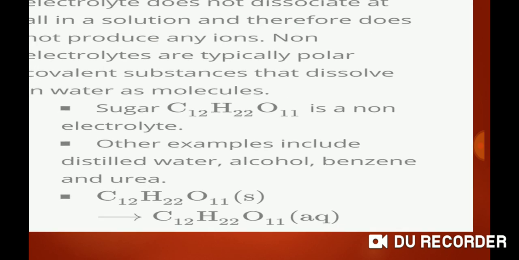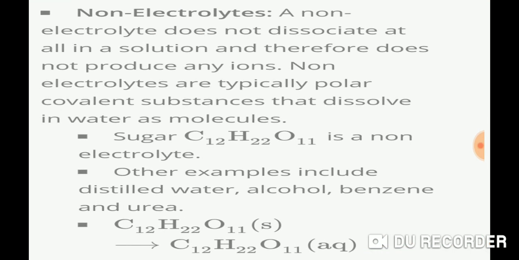Now, the third type is non-electrolyte. A non-electrolyte does not dissociate at all in the solution and hence does not produce any kind of ions. Non-electrolytes are typically polar covalent substances that dissolve in water as molecules. It means they always remain as a molecule in water. Hence, they do not dissociate into ions.